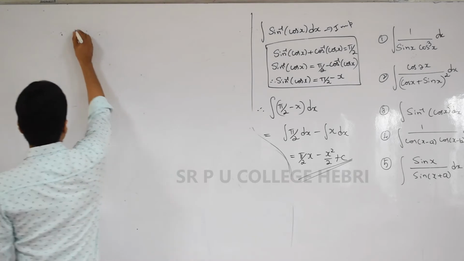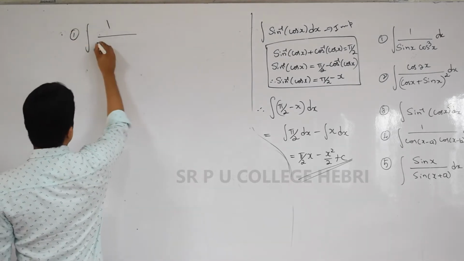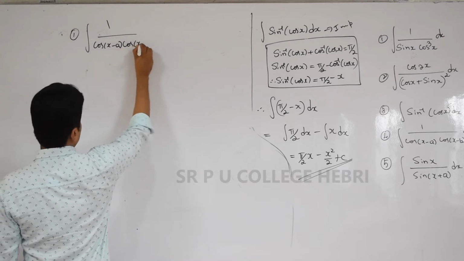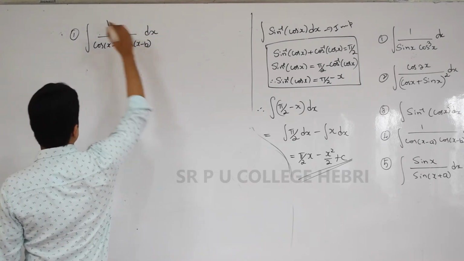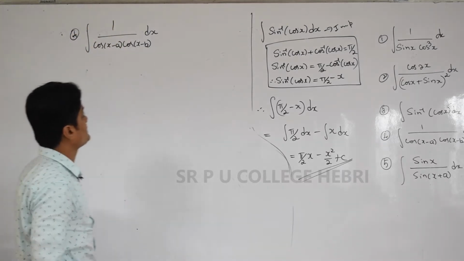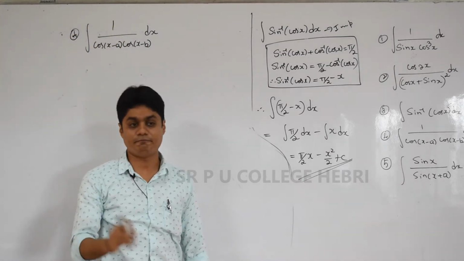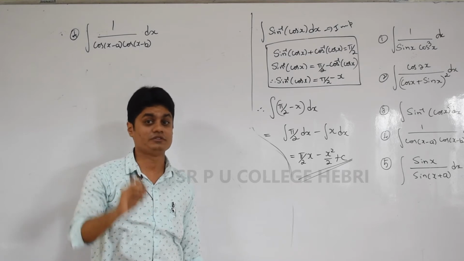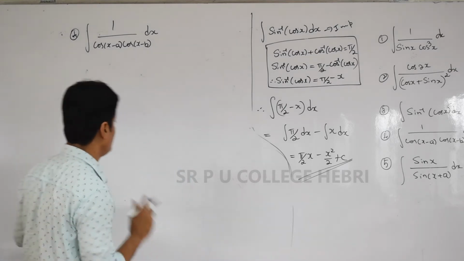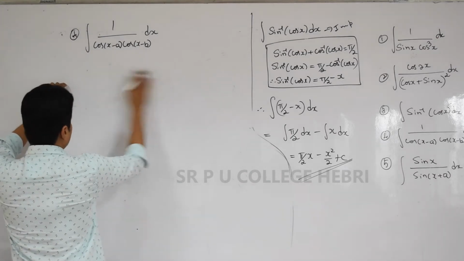This is a little lengthy: integral of 1 by cos of x minus a into cos of x minus b dx. The next question: 1 by cos of x minus a into cos of x minus b. You must remember this particular first step, otherwise you cannot solve this problem. I'll give you that important first step now.